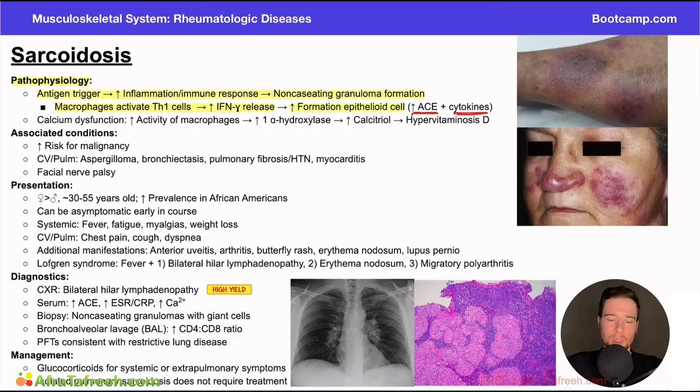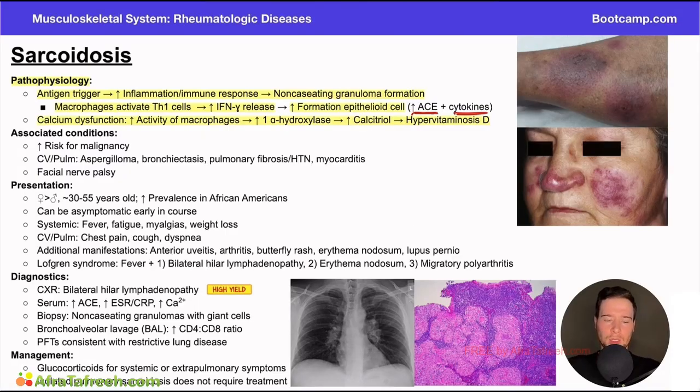And the way this works is that the increased activity of the macrophages increases the activity of the enzyme 1-alpha hydroxylase. And if you recall from learning about the renal system and the nephrology system, 1-alpha hydroxylase is the enzyme that converts inactive vitamin D to active vitamin D. And so this is going to lead to increased calcitriol, which is the active vitamin D, and ultimately increase our vitamin D levels, leading to hypervitaminosis. This is important to know because patients who have hypercalcemia can have a variety of other findings, such as constipation, psychiatric changes, kidney stones, and other things that can occur with high levels of calcium throughout the body.